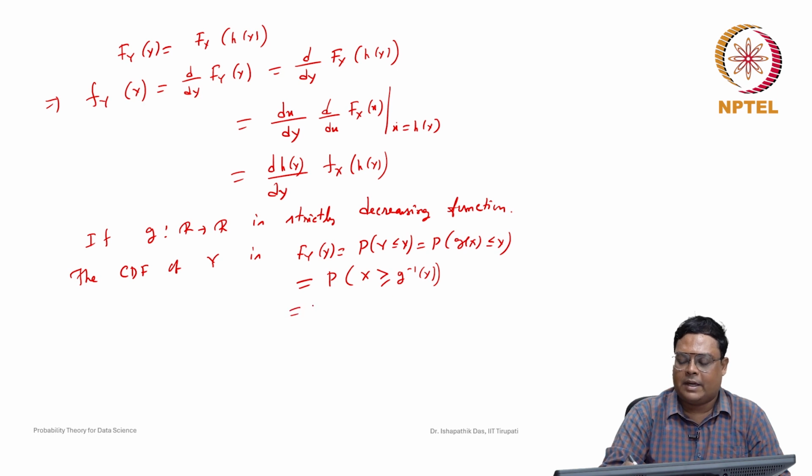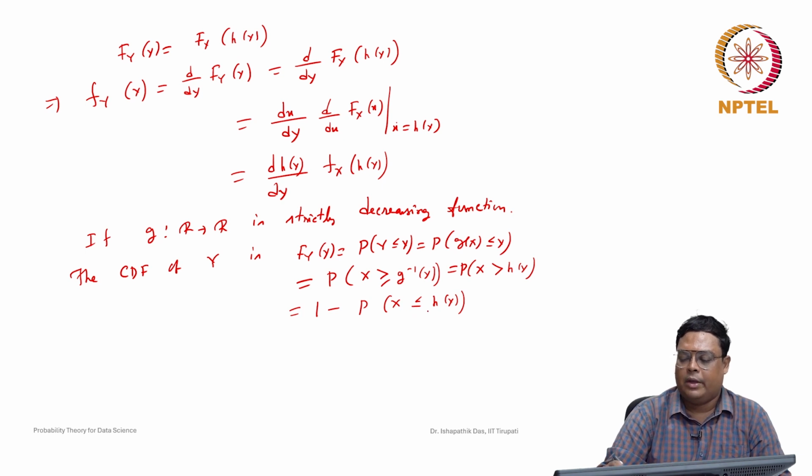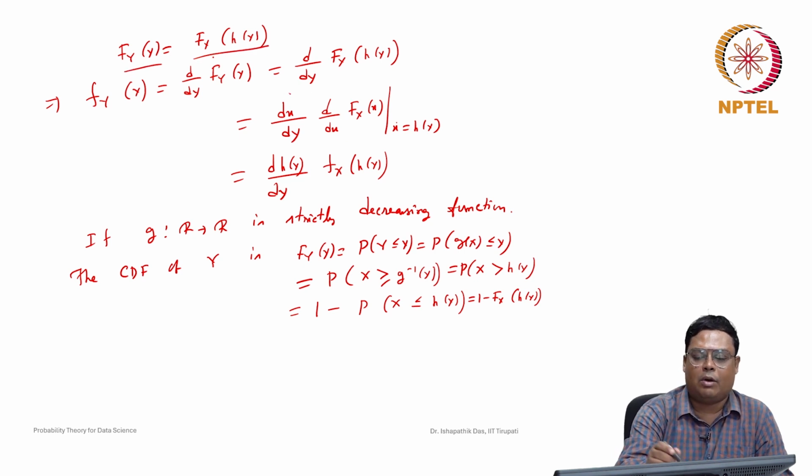So this can be represented as, because it is a continuous random variable, it is nothing but probability that X is less than, minus probability of X of g inverse y. So this is the probability of X greater than h(y). Because it is continuous, you can write equal to, so X less than or equal to h(y), since at a point this probability is 0. So this is less than or equal to h(y). Then what we found is nothing but 1 minus F_X(h(y)). So whatever we found here, it is nothing but 1 minus of this.